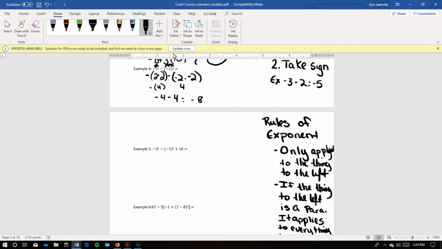Adding and subtracting with same sign means you add the numbers, so 4 plus 4, and you take the sign. They're both negative, so the answer will be negative. It's kind of like I'm adding up my debt. I owe $4 and I owe another $4. I'm going to owe $8.